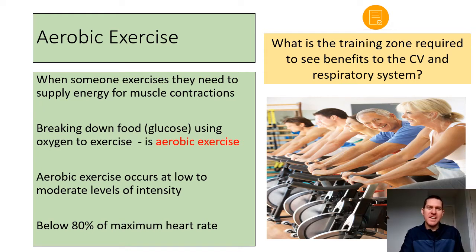In order for us to actually start to see some of the benefits of our training, the training zone that we're really looking for is anywhere between 60 to 80% of our maximum heart rate. That would be us working again in that aerobic threshold zone, and we're going to start to see some benefits not only to the cardiovascular system, but also to the respiratory system.